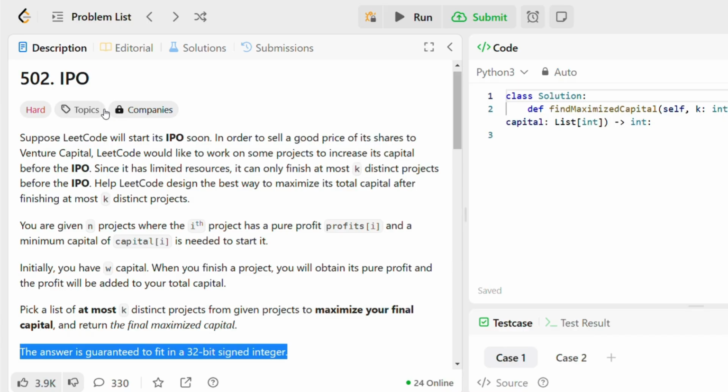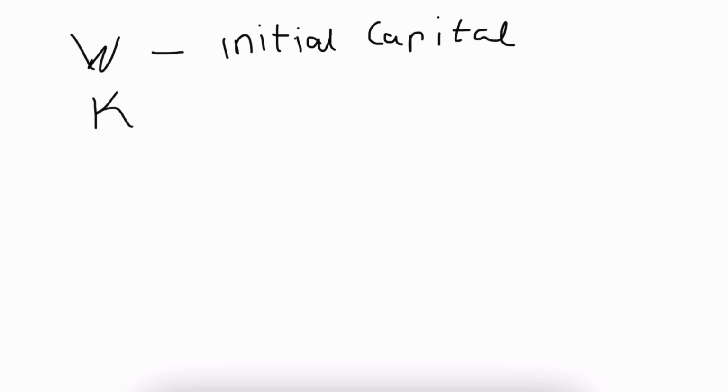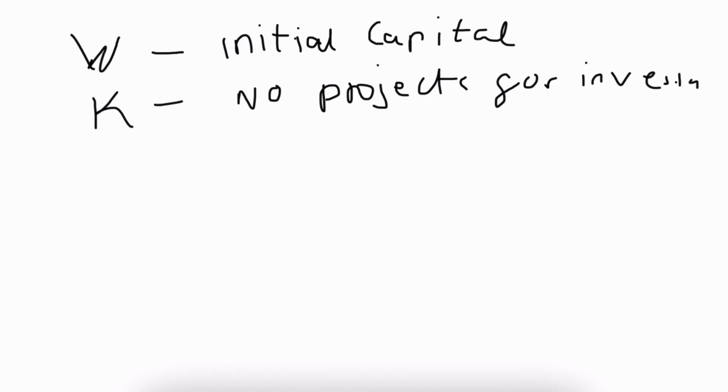Okay, so let's first simplify this problem. W is the initial capital. And then we have a number of projects which Leetcode can invest in. That number of projects is called K, the number of projects Leetcode can invest in.